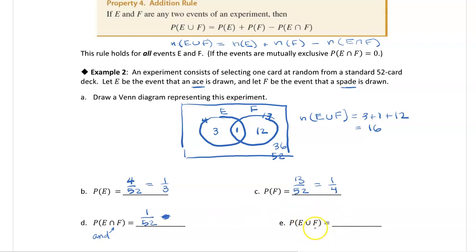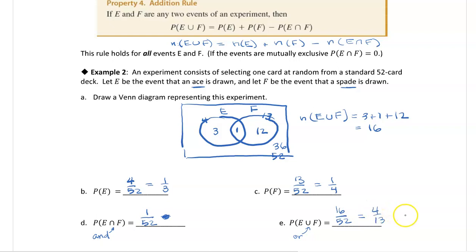And then what's the probability of drawing an ace or a spade? We could draw an ace, we could draw a spade, or we could draw the ace of spades. Any of those. We already know there are 16 elements in the union out of 52. When we reduce that, we get 4 out of 13.